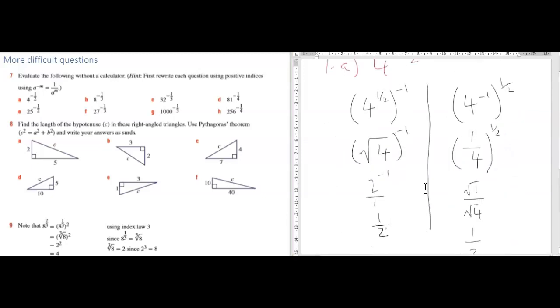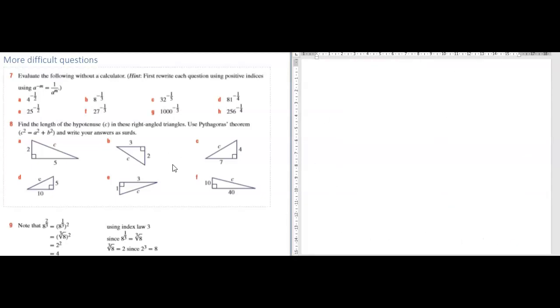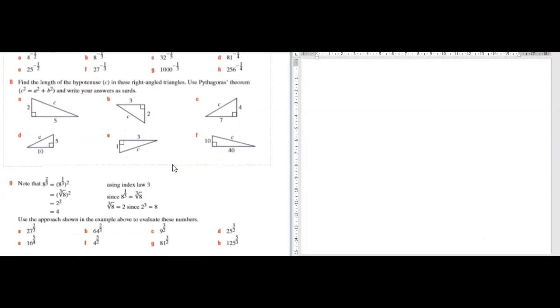All right, let's clear that and do another question. So question 8. So here we're going to be looking at Pythagoras' theorem. So our next topic is actually going to be trigonometry and Pythagoras. So Pythagoras' theorem is c squared equals a squared plus b squared.